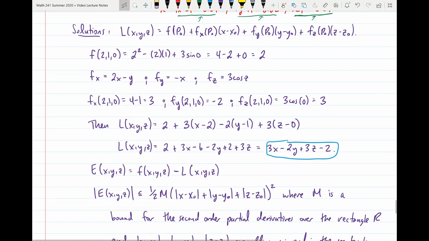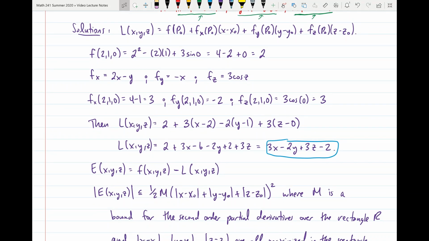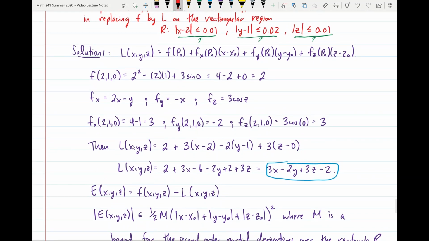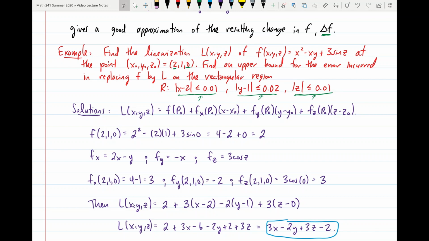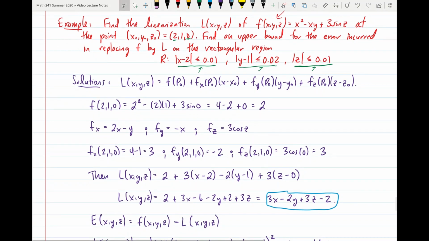And now we need to figure out all of these different values to plug back into the equation for the linearization. So for f at the point 2, 1, 0, we take 2 and plug it in for x, take 1 and plug it in for y, and take 0 and plug it in for z into our original function given up here.